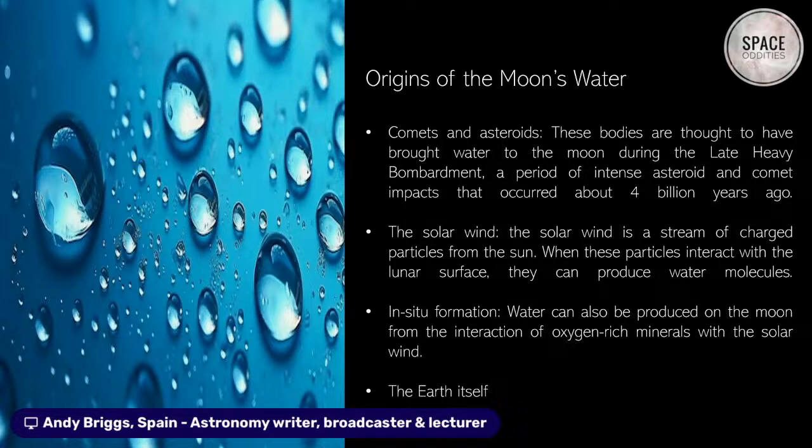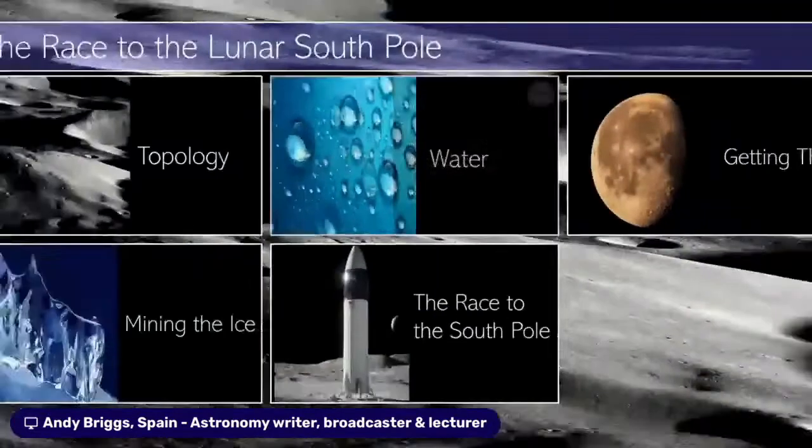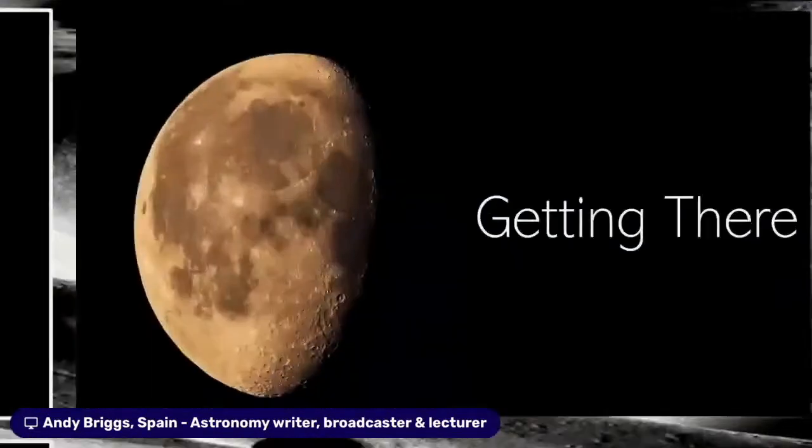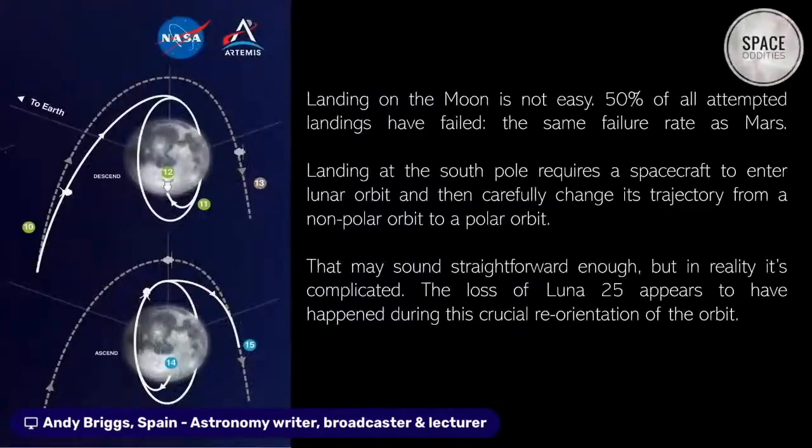So that's a bit uncertain at the moment. So a few possible origins for that water from the moon, but I think a lot of it primarily will come from comets and asteroids. Now, how do we get there? Well, actually, as Luna 25 found out this week, landing on the moon's south pole, or the north pole, come to that, is not easy. But actually, landing on the moon generally is not easy.